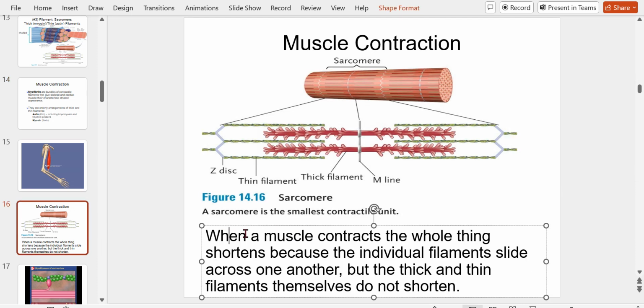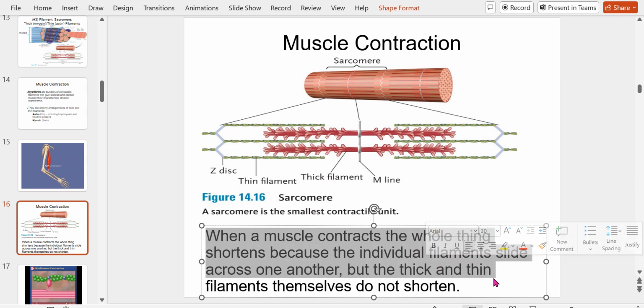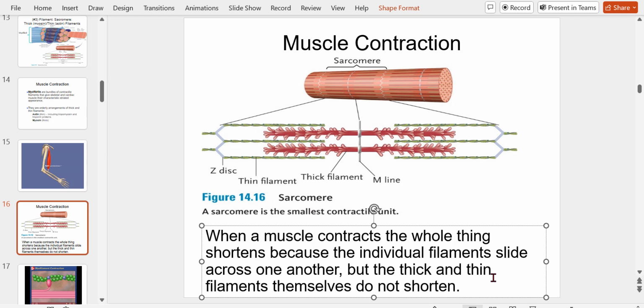So when the muscles contract, the whole thing shortens because the individual filaments slide across one another. But the thick and thin filaments do not shorten themselves, right? They stay the same size, but you'll see here that there's space here for this to move. You'll see there for the thin filament there's space in there.